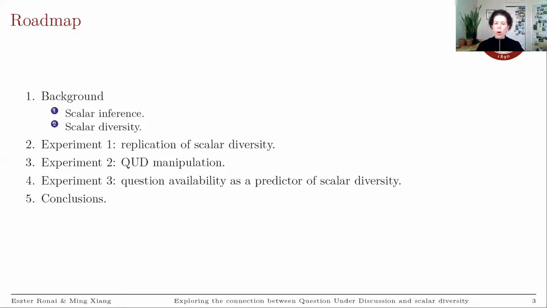First, I will offer some more background on scalar inference and then on scalar diversity. Then I will show you the results of three experiments. The first will be a replication of the known scalar diversity effect. The second will be a QUD manipulation via manipulating overt questions. And in the third experiment, we will explore whether question availability predicts scalar diversity from the first experiment.